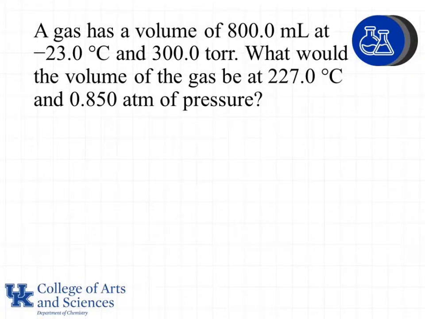A gas has a volume of 800 milliliters at minus 23 degrees Celsius and 300 torr. What would the volume of gas be at 227 degrees Celsius and 0.850 atmospheres of pressure? Our question is, do we use the ideal gas law or the combined gas law?